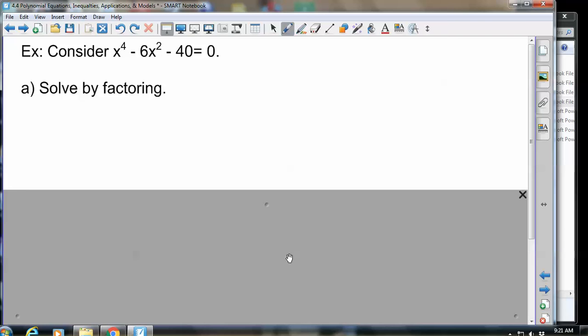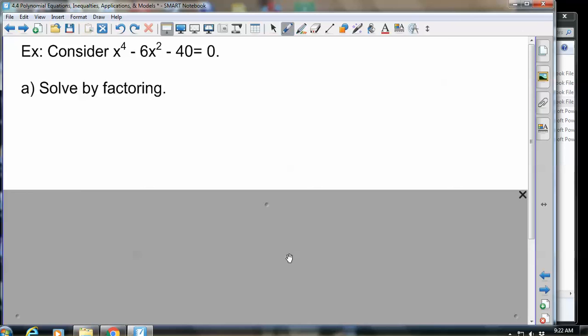It's not 4 terms, so I'm not going to do grouping. We could do P's and Q's still, and that would work just fine. There is another option. So if you're stuck, do P's and Q's. Do we have a greatest common factor on this one? No. We can really factor this by using box method.